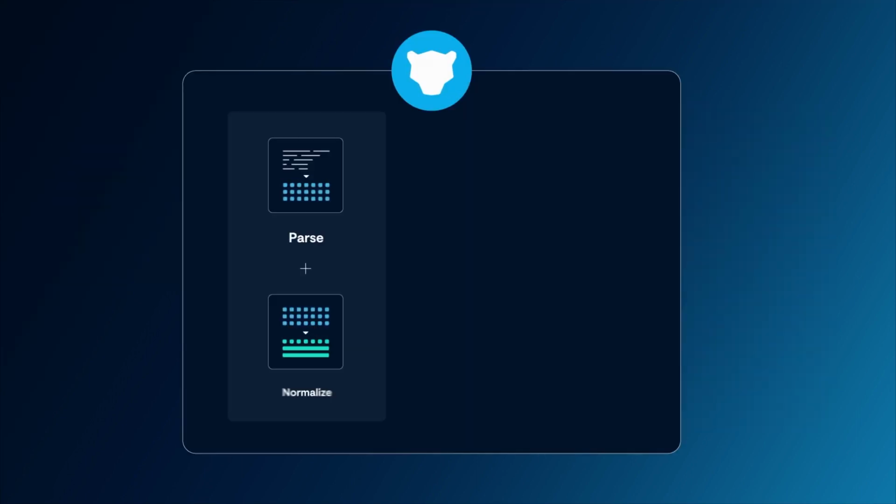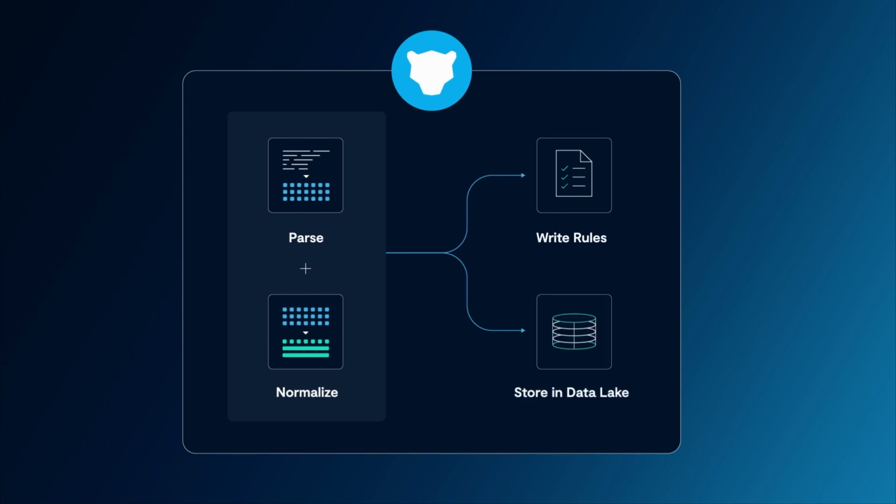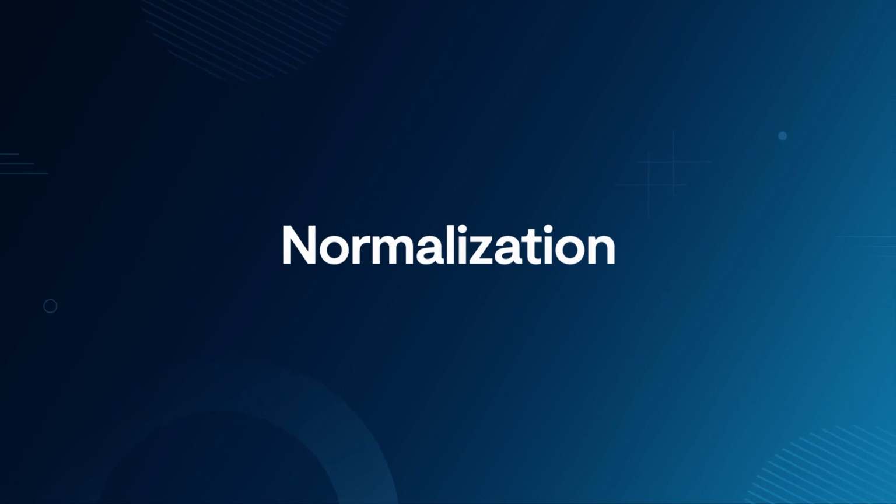With these direct API integrations, Panther will normalize and parse your logs to convert the raw data into a structure that enables us to write rules and then store structured data into the data lake backend. Let's look at a specific example in more detail.